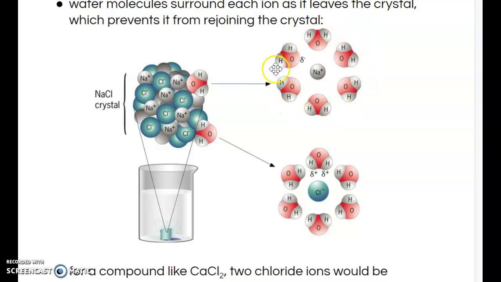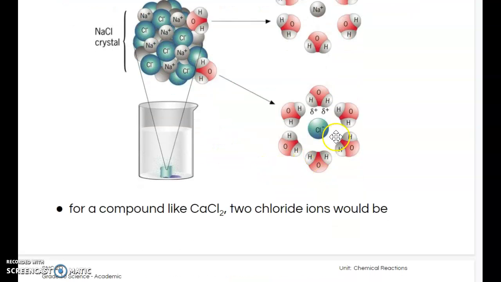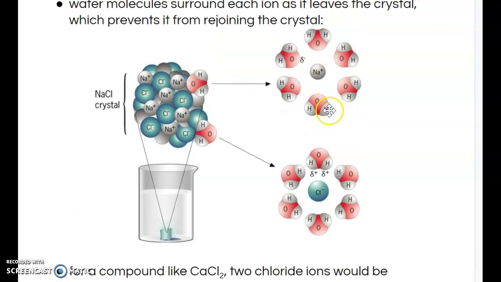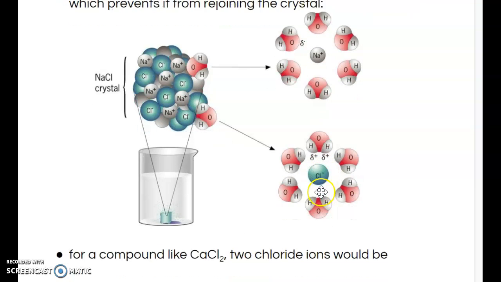What happens is the water molecules actually surround each individual atom, not allowing it to bind back to the crystal. Okay, so that's the thing. However, in this water, there's always going to be one sodium to one chlorine.